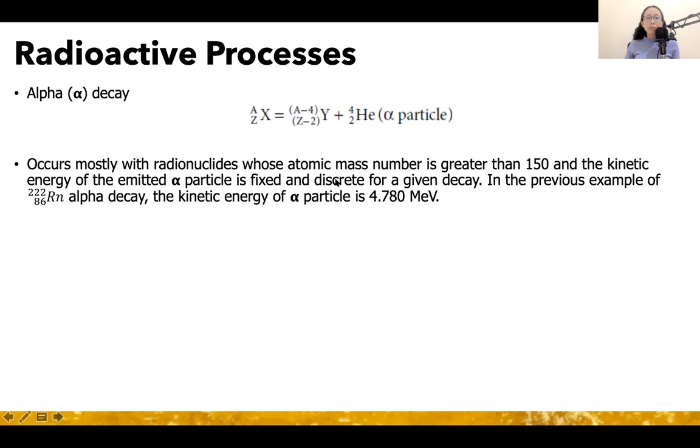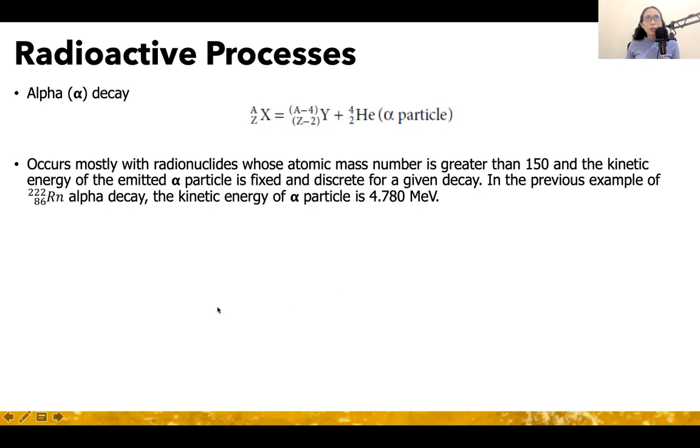So again, your alpha decay occurs with radionuclides whose atomic mass number is greater than 150. And one important fact in alpha decay is that the energy of the emitted alpha particle is fixed for a given parent nuclide. So for example, in radon 222, in its alpha decay, the kinetic energy of the alpha particle released is 4.78 mega electron volts, and this is constant.